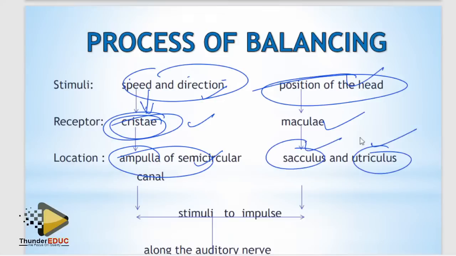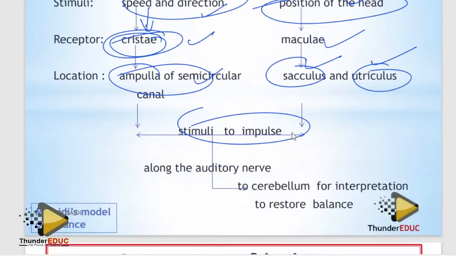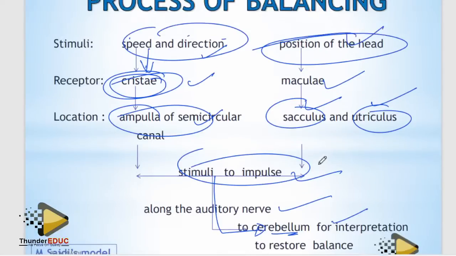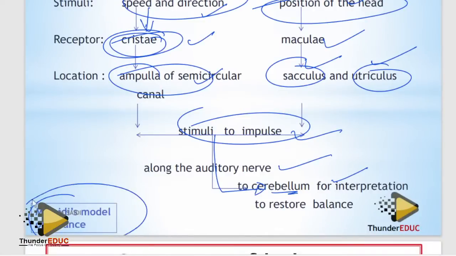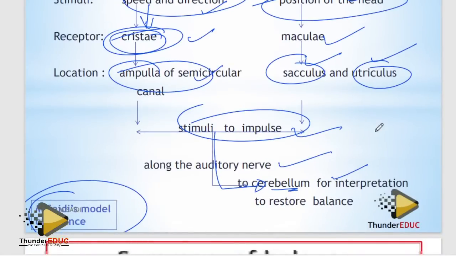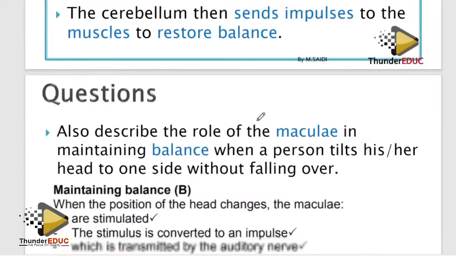You see? These are the stimuli. The stimuli are converted into a nerve impulse. That is another mark, which is transmitted along the auditory nerves to the cerebellum for interpretation. Simple. Done. Balance is done. So I made this model of balance just to simplify work for you. That's why it's called Saidi's model of balance. So guys, that's it.